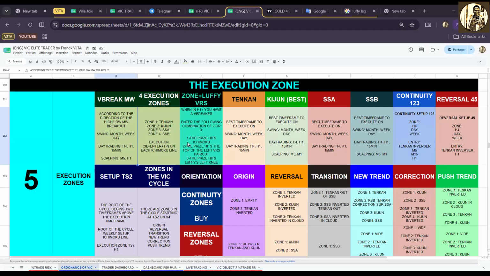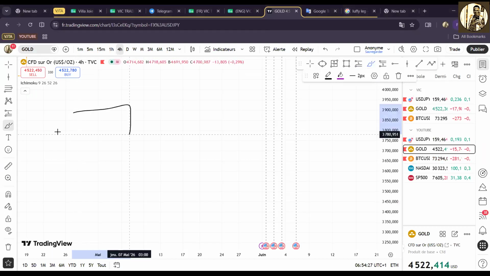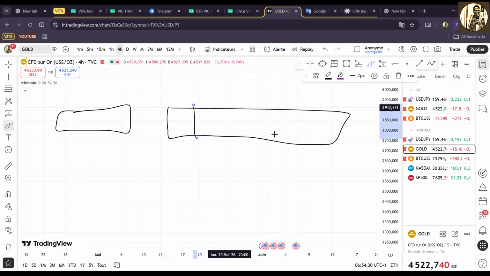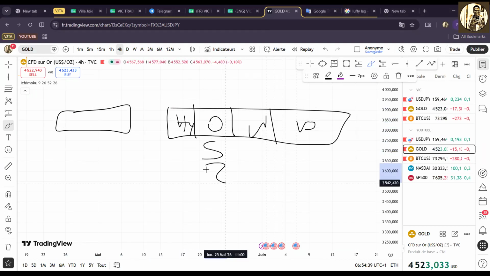Now let's talk about execution zones. What are execution zones? Execution zones are, you have two types of time frames. You have the monthly, weekly, daily, and H4 time frame. Those are setup time frame and zone time frame.